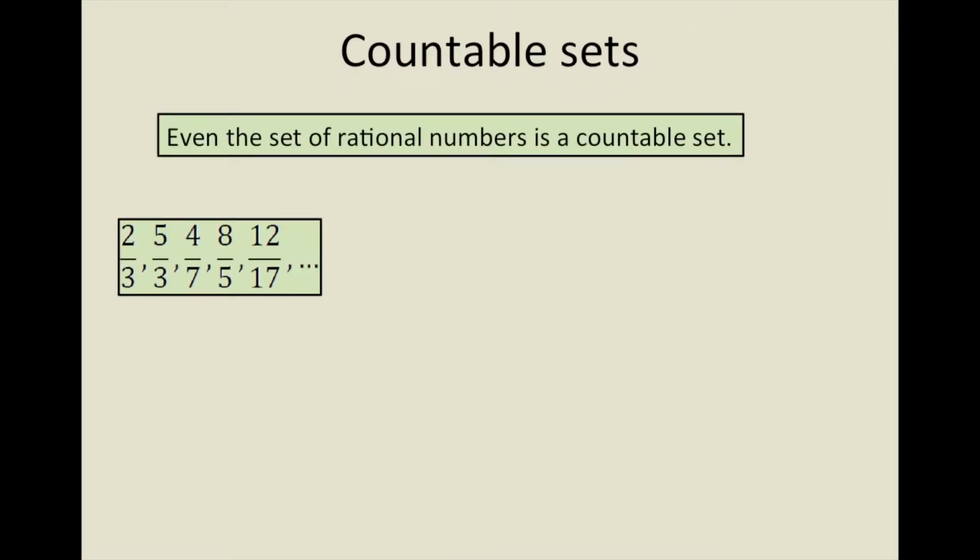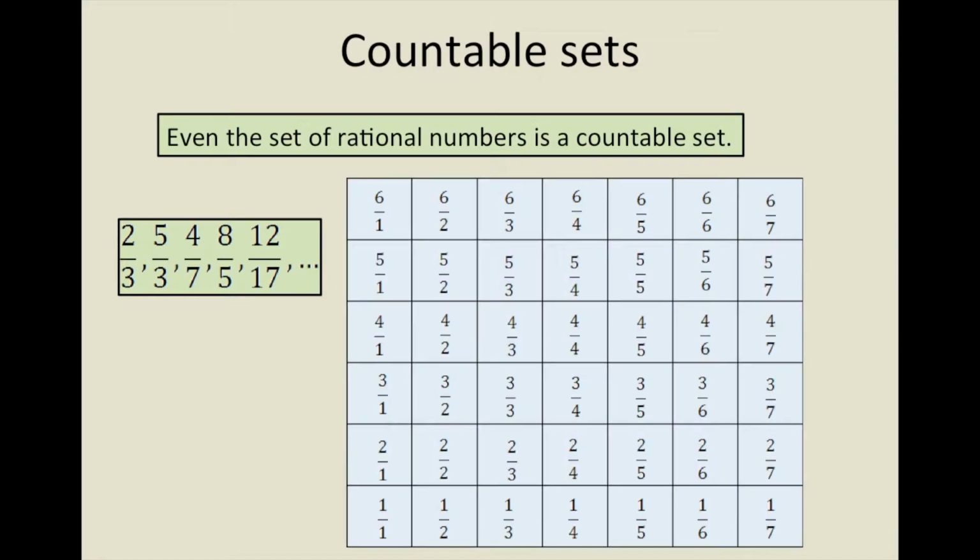So what we'll see in the next section, and it's a very important theorem, is that even the rational numbers are a countable set. So when you think about it, all the rational numbers, 2 over 3, 5 over 3, 4 over 7, 8 over 5, 12 over 17, it seems like there's going to be a lot more than the natural numbers. Well, Cantor found a great way to organize them in a way that you can list them.